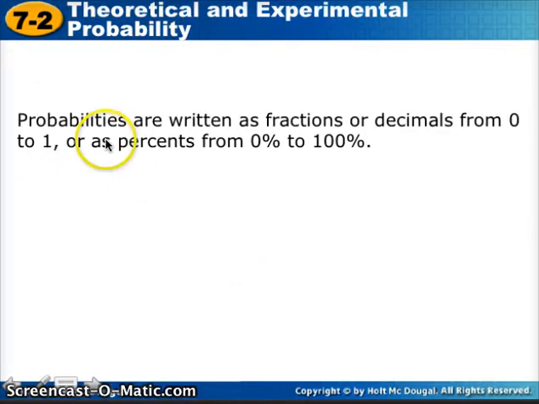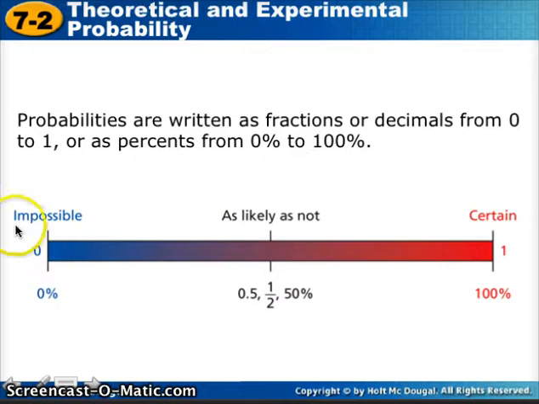Now, probabilities are written as fractions or decimals, and they range from 0 to 1, or as percents from 0% to 100%. So we don't have negatives and we don't have anything really above 100%. Either it's 0, impossible, or if it's for sure certain, that would be 100% possibility, or 1. If it's as likely to happen as not happen, then we would say a 50% probability, or 0.5.